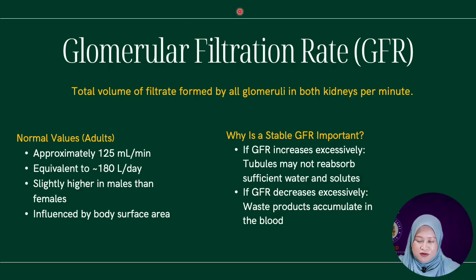Now, think about that number for a moment. We filter about 180 liters of fluid every day, but we only produce about 1 to 2 liters of urine. So what happens to the rest? More than 99% of the filtered fluid is reabsorbed along the renal tubules. So this tells us how important tubular reabsorption is. Filtration is just the first step. Most of what is filtered is actually taken back into the body as needed.